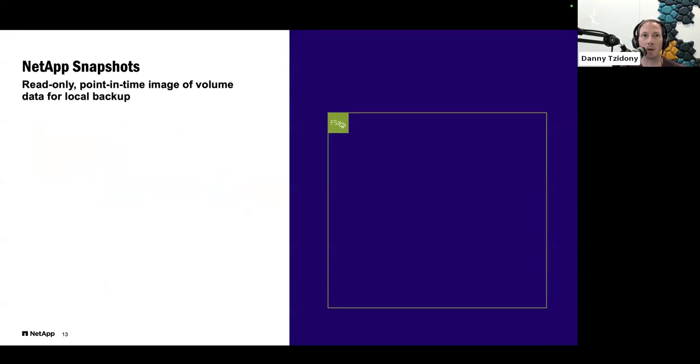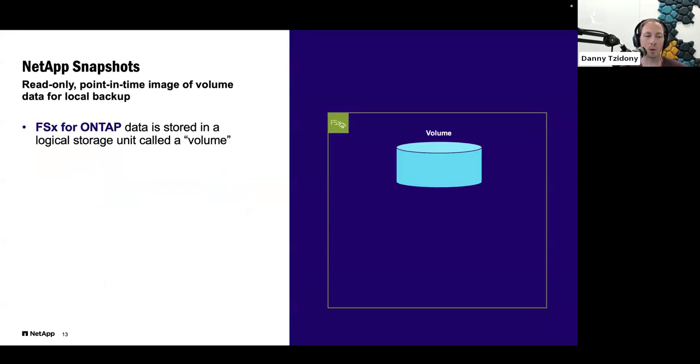Snapshots are read-only, point-in-time images of the data, of the logical unit of data in ONTAP called a volume, and can be used for local backups or remote backups. So first of all, when it comes to FSx for ONTAP, as in any ONTAP system, data is stored in a logical storage unit called a volume.